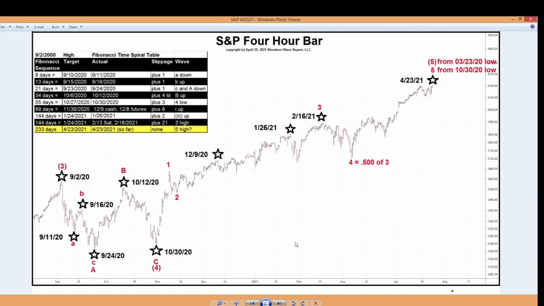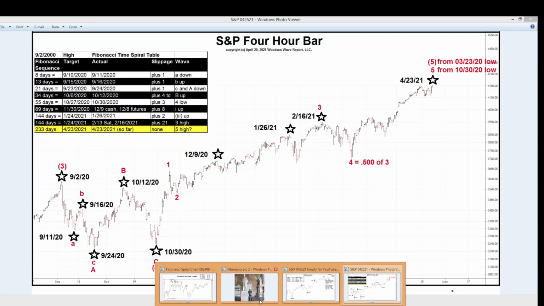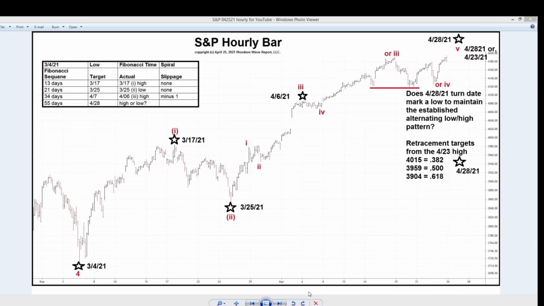Interesting things here. See what's going on with the 423 high with no slippage, or is this going to go further a couple more days or into our 428 time spiral, which as you can see was outlined here.